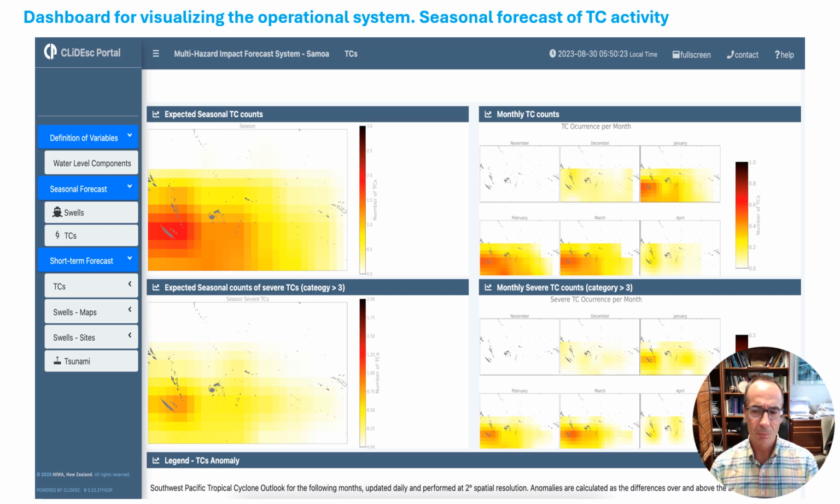But we also developed a seasonal forecast of tropical cyclone activity. The idea here was to provide a tool for forecasting, for the next 1 month or 6 months in the tropical cyclone season, the probability of having a tropical cyclone or even a tropical cyclone larger than a particular category, category 3 for instance.